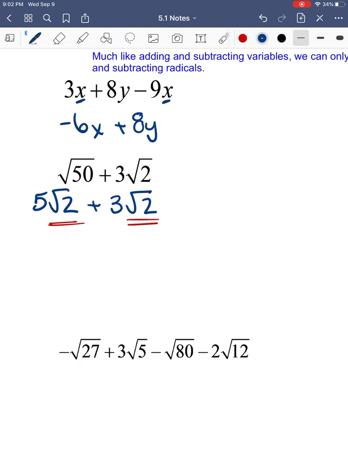And just like x's and y's, the roots won't change. It's just my numbers out front. So 3 plus 5 is 8 root of 2. And that would be my final answer.